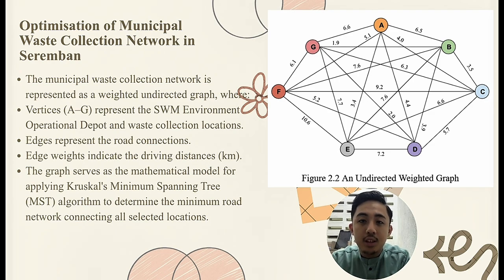Finally, this figure illustrates the weighted graph of the municipal waste collection network. The vertices represent the selected locations, while the edges represent the road connections, with each edge labeled by its driving distance. This graph serves as the mathematical model for applying Kruskal's minimum spanning tree algorithm to determine the minimum road network connecting all selected locations.